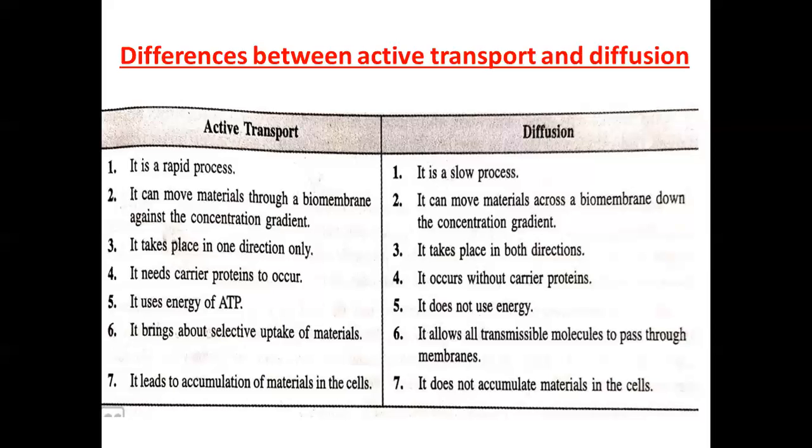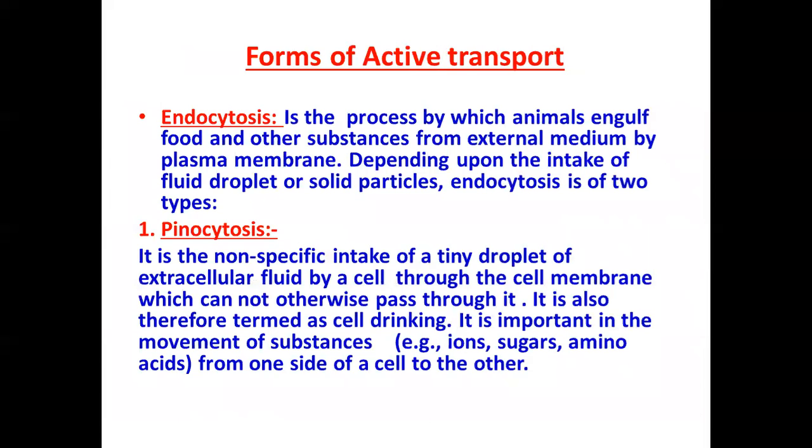Active transport leads to accumulation of materials in the cells. But diffusion does not accumulate material in the cell, because it is dependent on the concentration of the material. Next is forms of active transport.